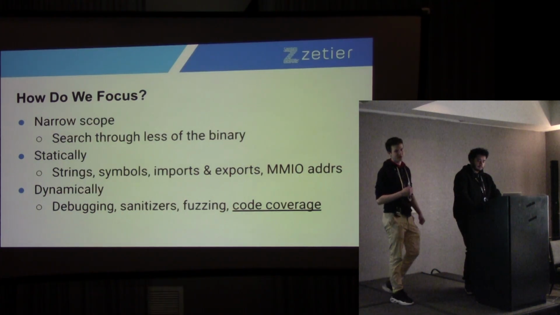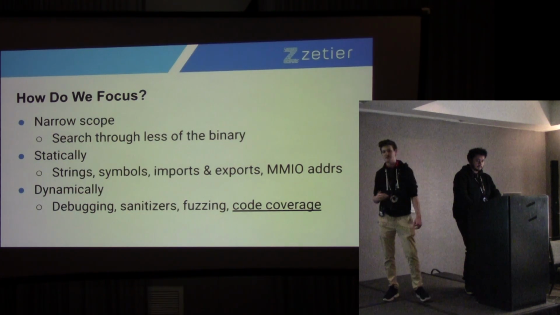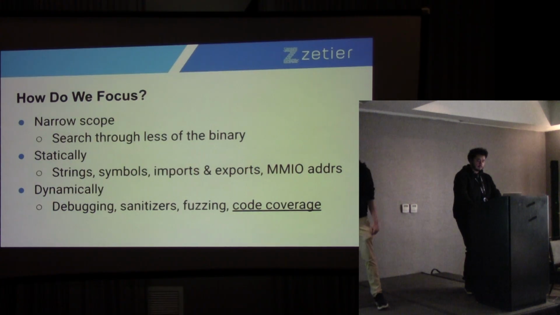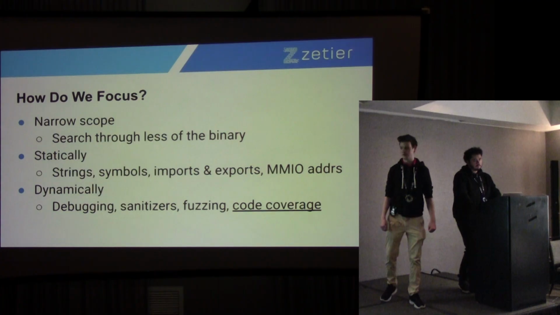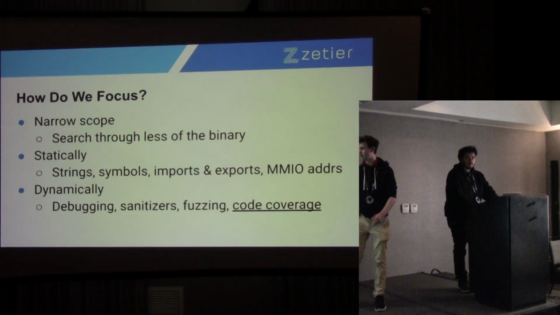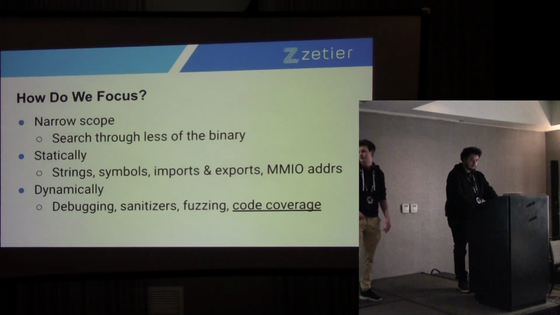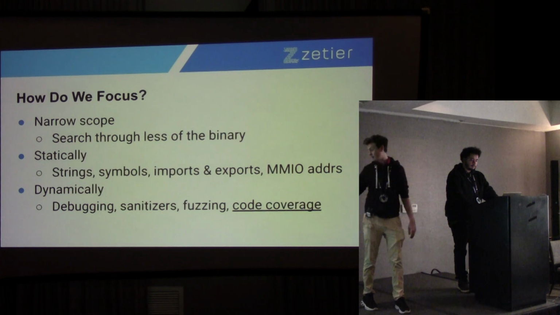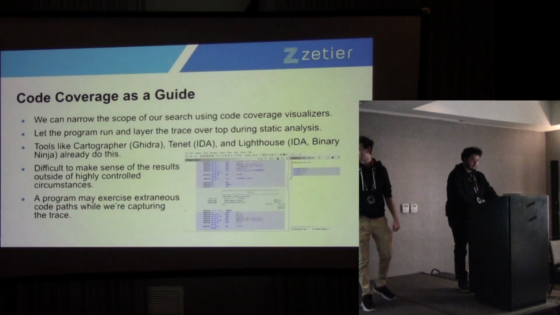And so when it comes to dynamic analysis, you have things like debuggers. This will give you introspection, step through code, see what code runs at any given time. Sanitizers detect things like memory corruption, memory leaks. Fuzzing, see what inputs cause unexpected behavior, break things, crash. And the one we'll be talking about today, which is code coverage.